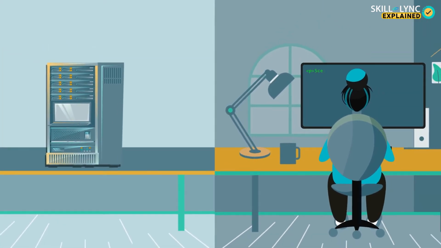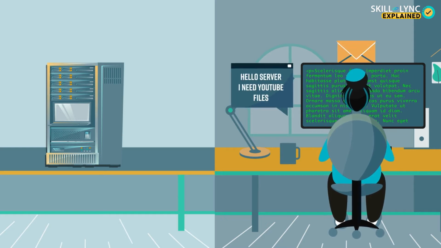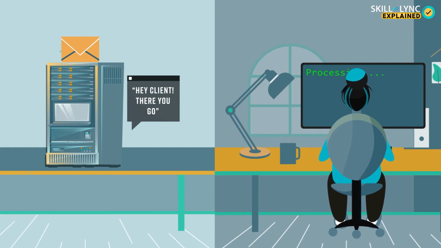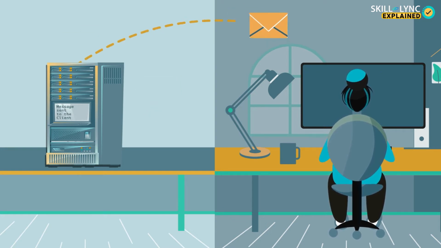Let's see how this works. Suppose you're the client and you want to access a particular file. You request the file from the server. The server accepts your request and sends you back the relevant files. Simple, right? Just that there's a huge flaw.